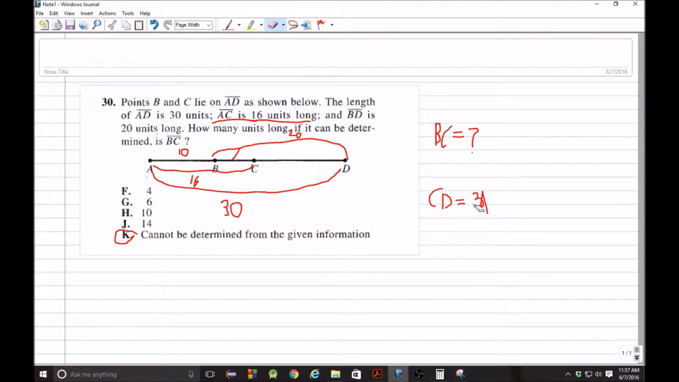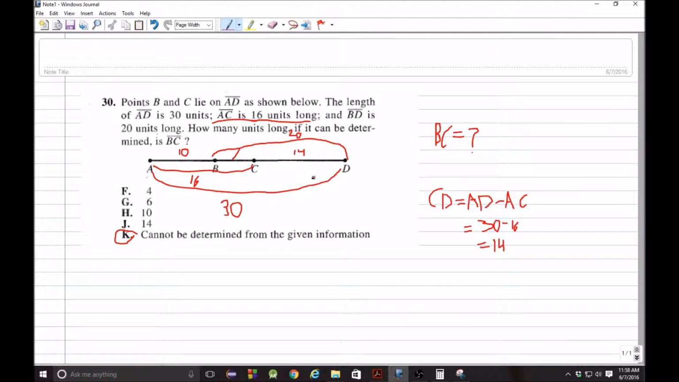So let me just erase that. So guys, I encourage you to read carefully. Like you just saw, I didn't read carefully, and I myself made a mistake. So that's not a good thing. You want to read each instruction carefully. AD minus AC. So this equals AD, which is 30, minus 16, which equals 14. So CD equals 14.